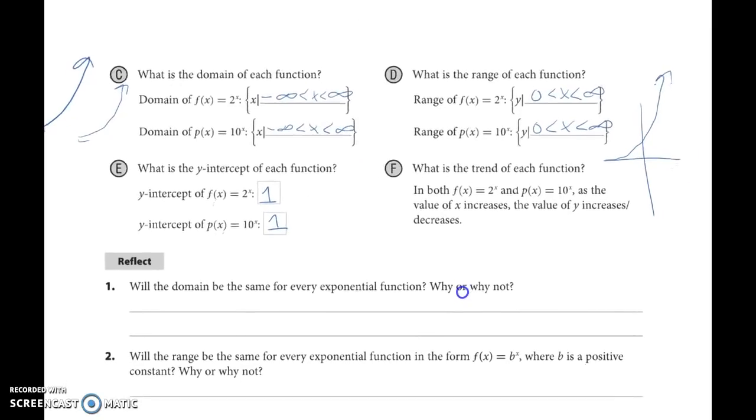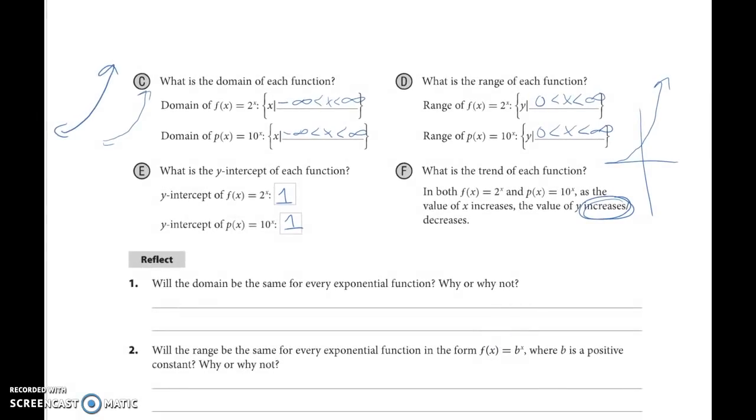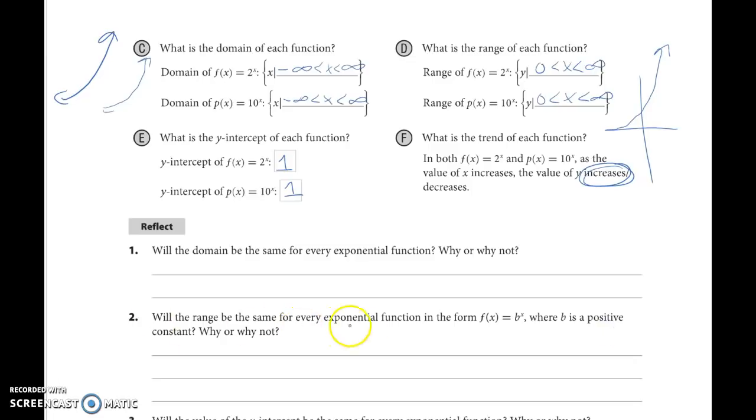And it says, what is the trend of each function in both f of x equals 2 to the x and p of x equals 10 to the x? As the value of x increases, the value of y increases or decreases? Well, y is increasing. Now, will the domain be the same for every exponential function, yes or no? Well, I'm going to let you answer that. Look at your graphs, look at what we've done, and you tell me. And then it says, will the range be the same for every exponential function in this form, where b is a positive constant, yes or no? So go ahead and answer these two on your own.